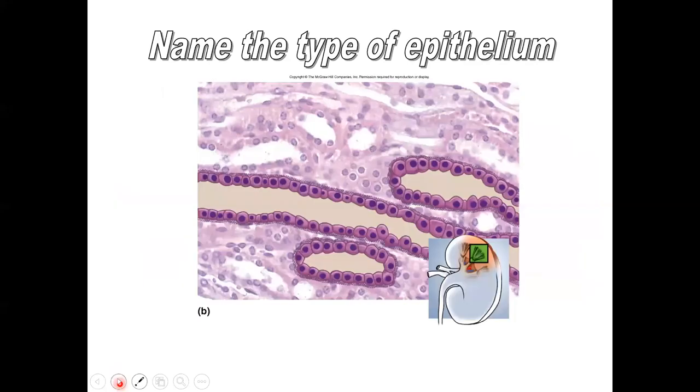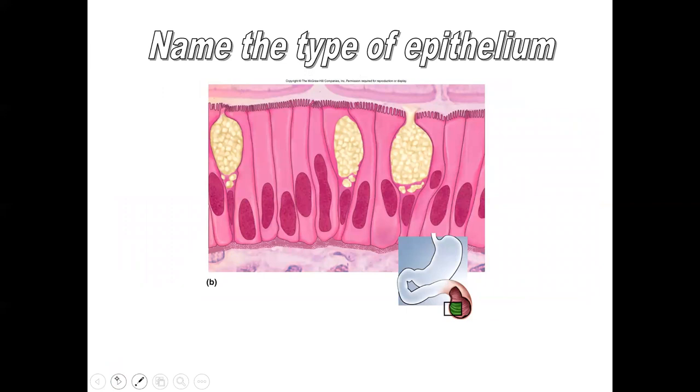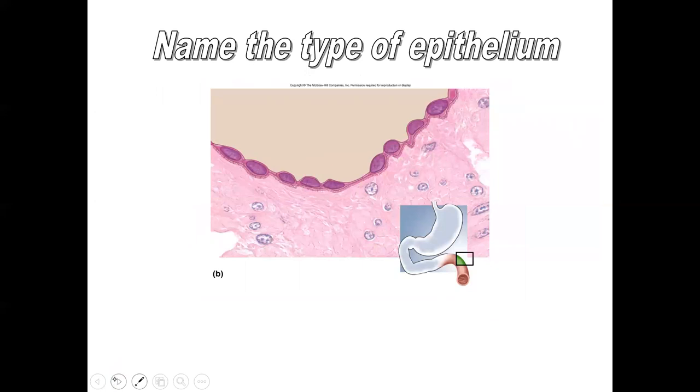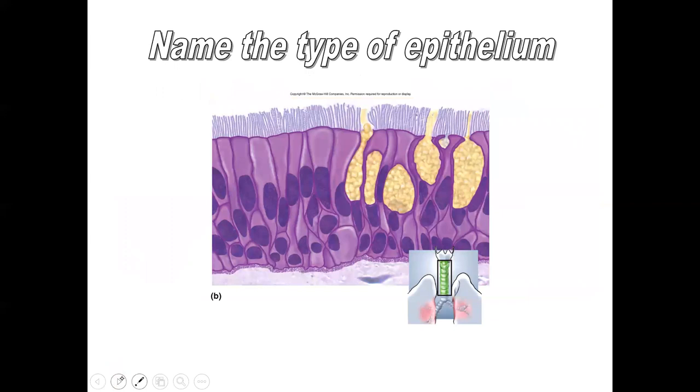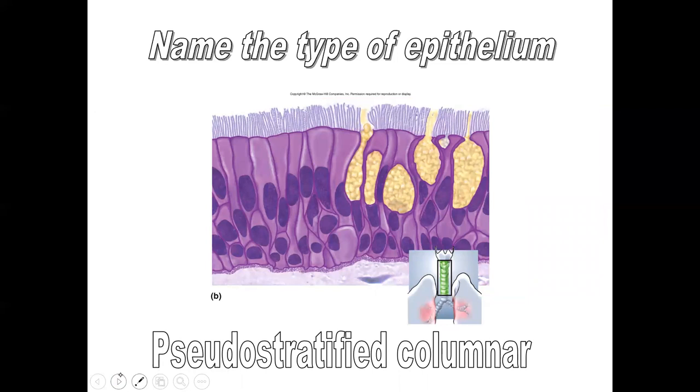So this is simple cuboidal epithelium. Here is simple columnar epithelium. Those are goblet cells. Here is a really poor picture of a simple squamous epithelium. Here's pseudostratified columnar epithelium. How do I know it's pseudostratified? Multiple clues. The cilia. You'll never see true stratified epithelium with cilia or microvilli, because stratified epithelium is there for protection. You're not going to see either one of these. Goblet cells are always going to be associated with simple columnar or pseudostratified columnar epithelium. So even though I can't see that every cell touches the basement membrane, it does.